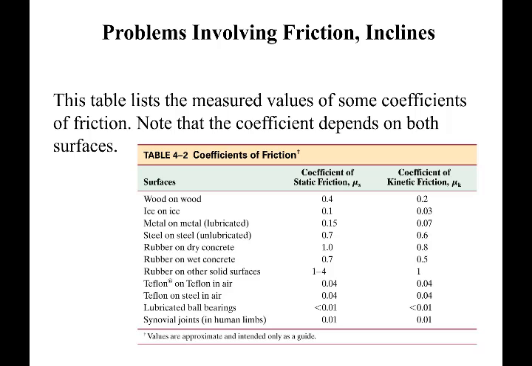Different surfaces have different coefficients of static friction and kinetic friction. For example, the table in your book shows, for wood, the static friction is 0.4 and the kinetic friction is 0.2, and so on and so forth. So whenever I give a problem in the exam, I will always give you the values for it.